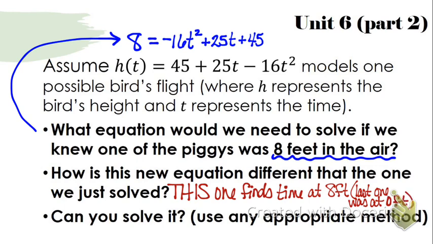Can you solve it? Yeah. We can subtract 45 from both sides. What do we get if we subtract 45 from both sides? Negative 37. So I would have negative 37 equals negative 16t squared plus 25t. Right? Where would I go from there to finish solving it?